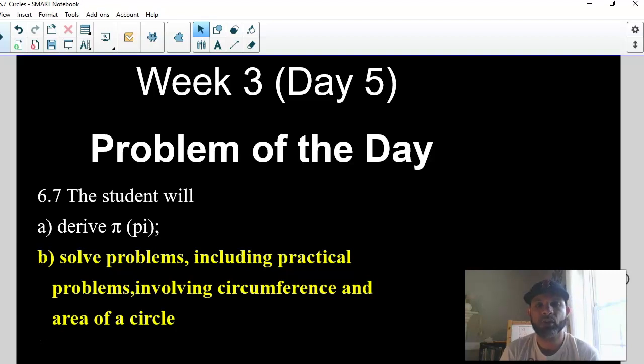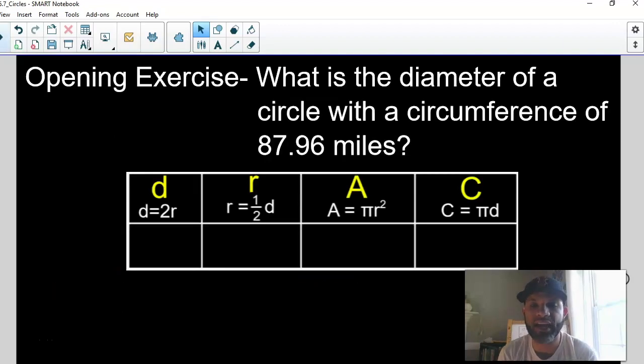Okay. So today we're going to focus on 6.7b. We're going to solve problems, including practical problems involving circumference and area of a circle. Okay, so we're really going to tackle that today, right?